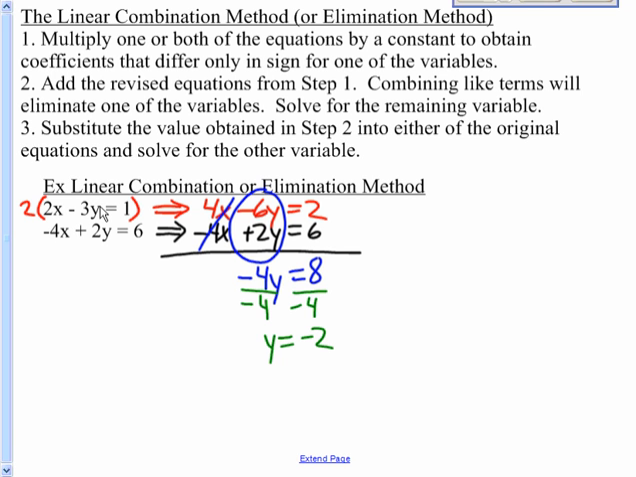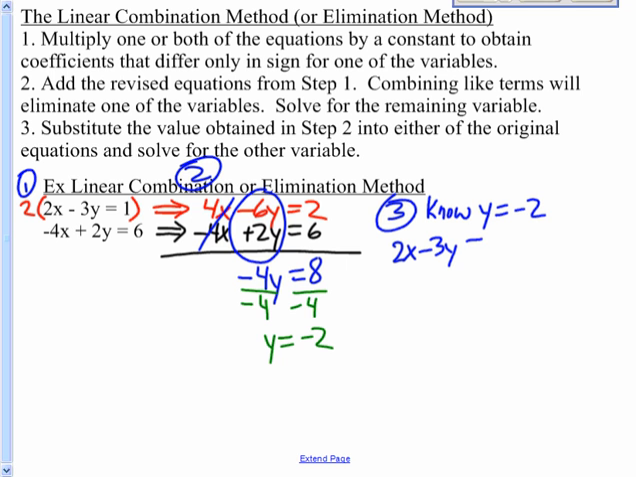Now I know. Okay, now I know, so step 1 was multiply it by a constant. Step 2, add those equations right there. Step 3, now I solve that thing. So I know that y equals negative 2. Now I just substitute it in. So I pick one of the original equations. Let me pick that top one, 2x minus 3y equals 1. Plug my y in.